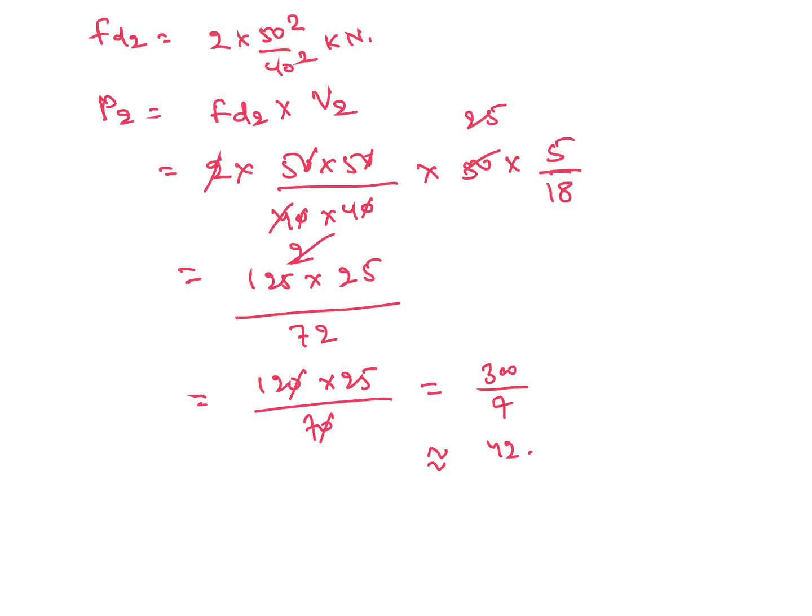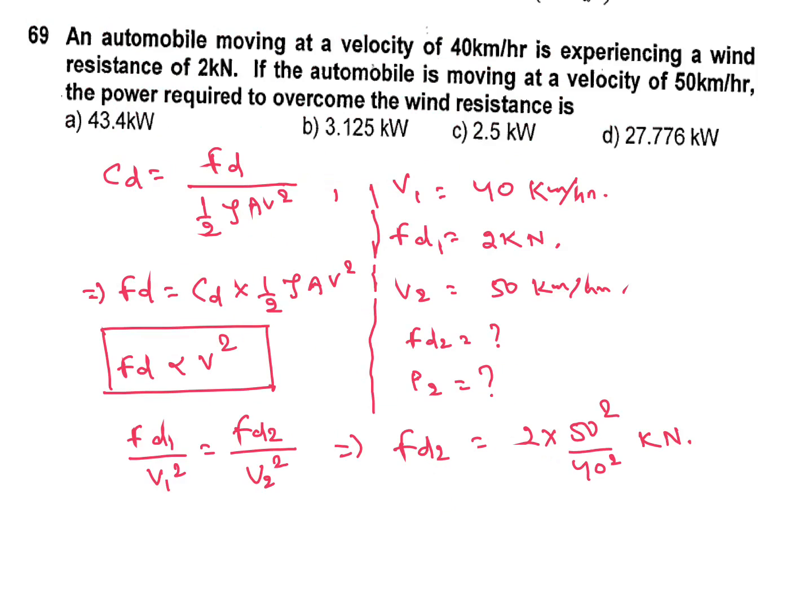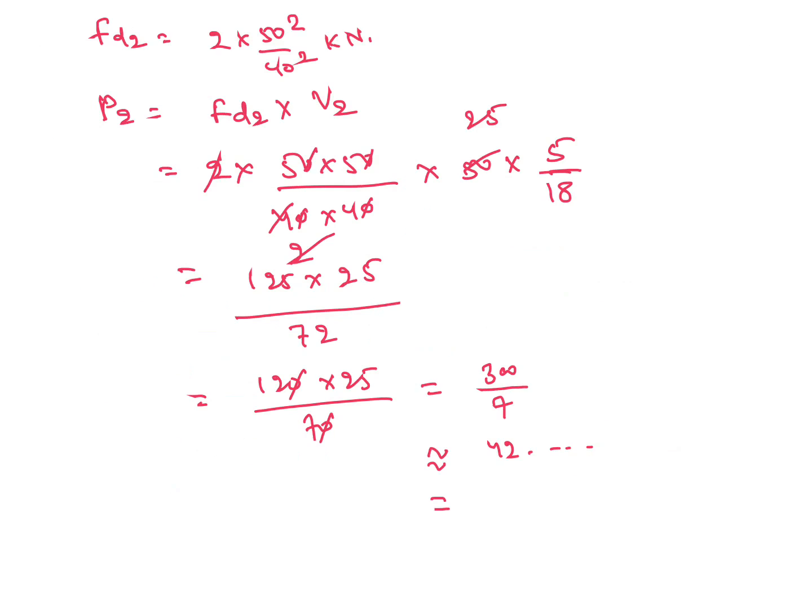Approximately 42 point something, from the options, A is our answer, 43.4 kilowatt. Kilowatt or kilojoule per second or kilonewton into meter per second.